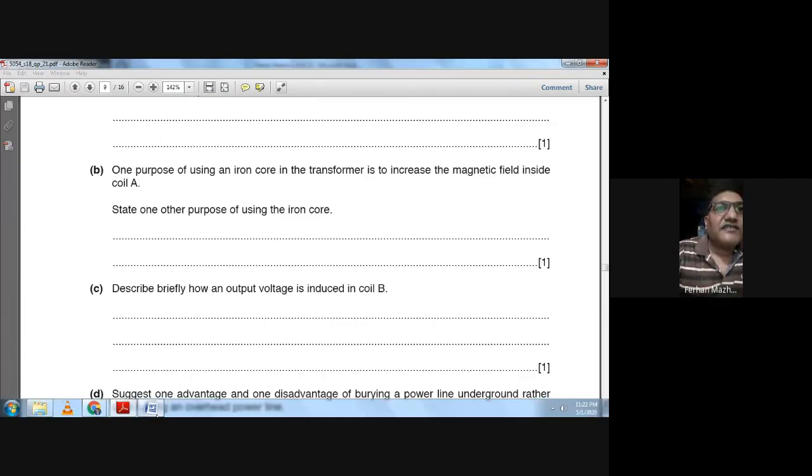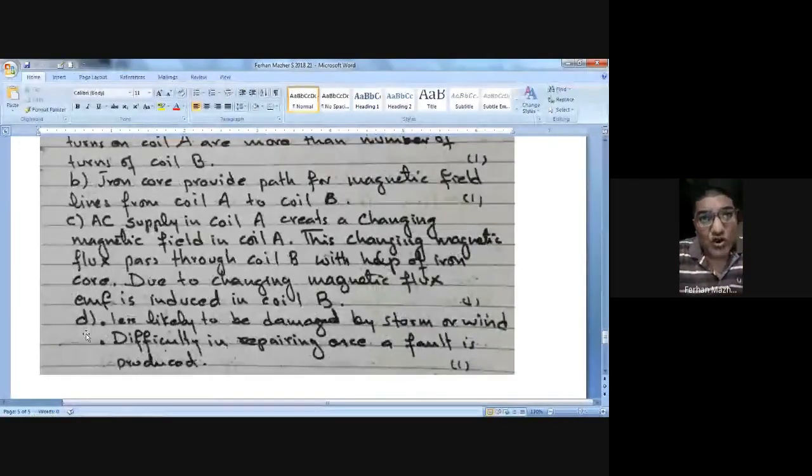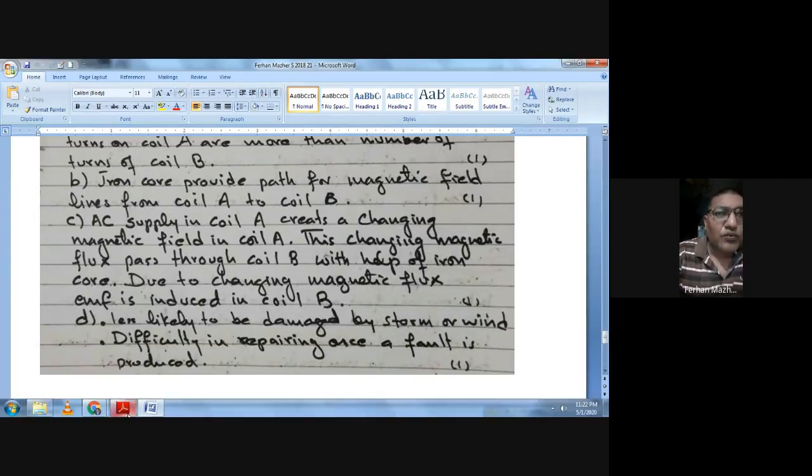So I have written this answer also. Let me read that answer. B part: iron core provides path for magnetic field lines from coil A to coil B. It's a 1-mark question. I hope it's clear to you.